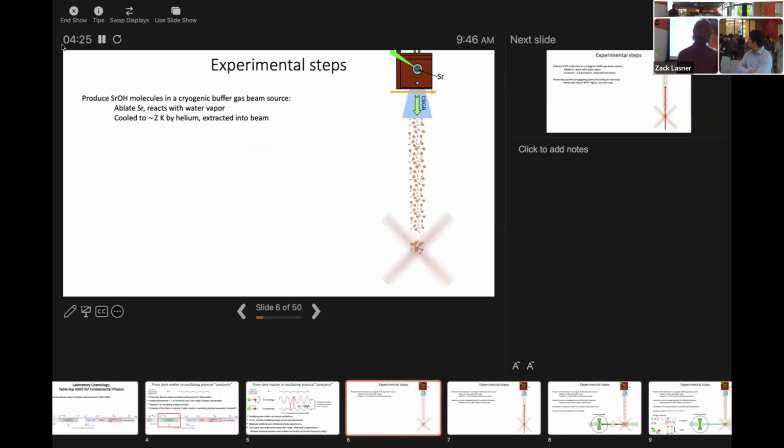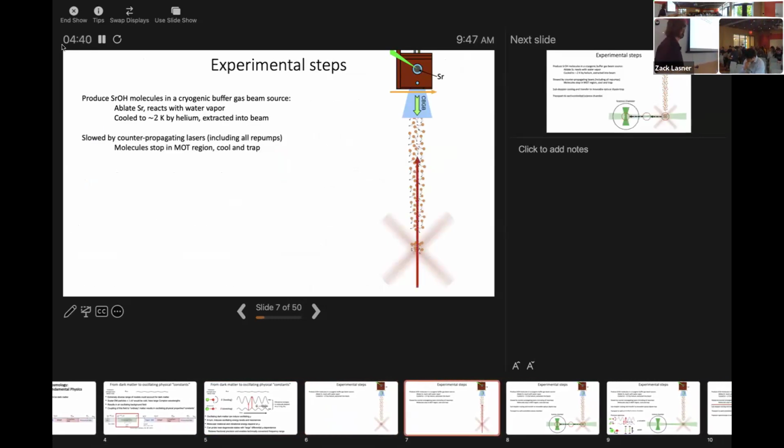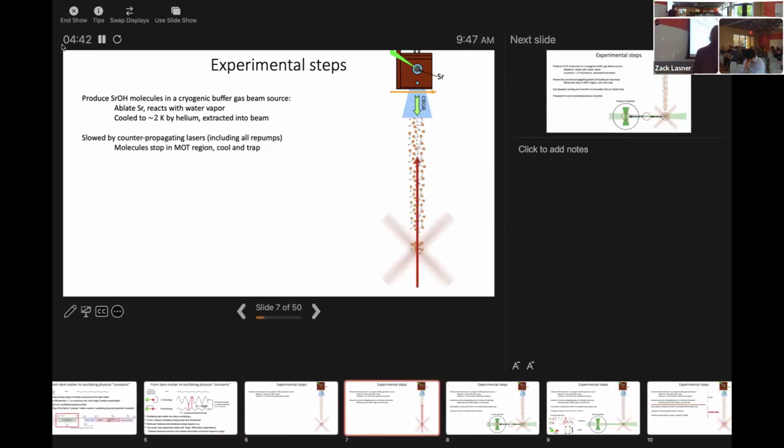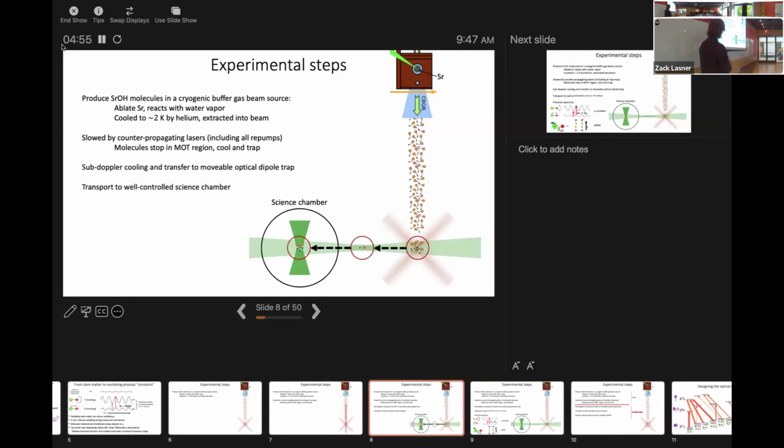So the experimental steps to actually get there, we first produce SrOH molecules by ablating a strontium metal target. We flow in water vapor and also helium, which is cooled to about 2 Kelvin by the walls of the cryogenic buffer gas source. Then we slow the molecules by counterpropagating lasers against them. And after many, many photon kicks, these molecules will slow down to a velocity where we can capture them in a MOT and cool them and trap them.